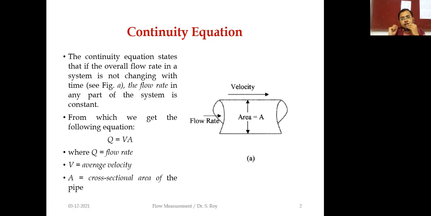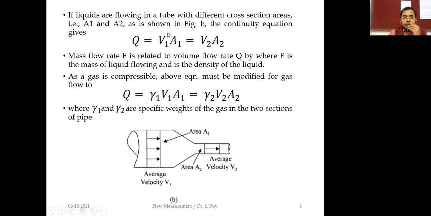Now what we can infer from the continuity equation is that if I change the cross-sectional area of that pipe, instantaneously the velocity of that same fluid is going to change. If I reduce the cross-sectional area, the velocity should increase. So if the fluid is moving through a pipe having different cross-sectional areas, the volumetric flow rate Q remains constant.